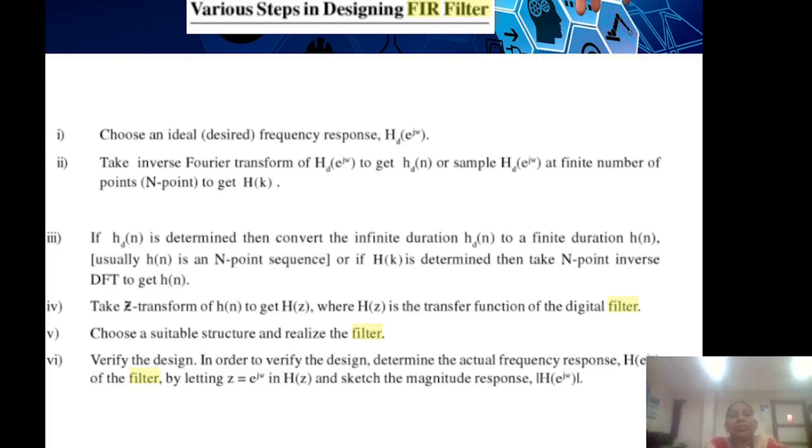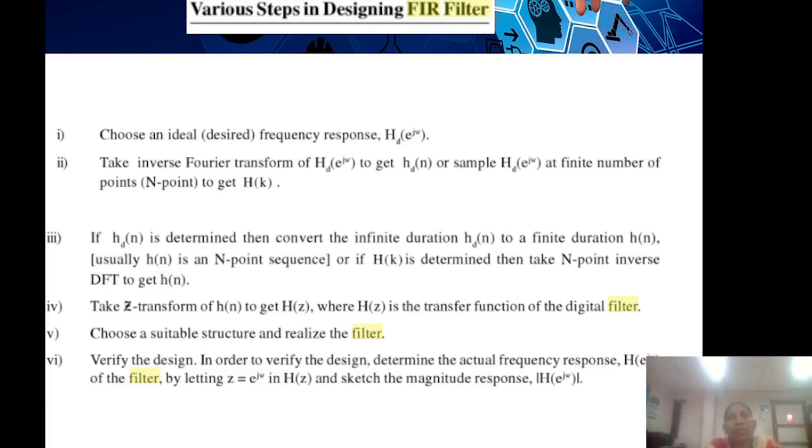And then if you do this you will be getting an infinite number of points here. Then the next step is the hd of n. It is of infinite duration, so we convert the infinite duration hd of n into a finite duration h of n. So that conversion takes place here. Then the next step, you are going to take the Z transform of h of n to obtain H of z. H of z is nothing but the transfer function of a digital filter.